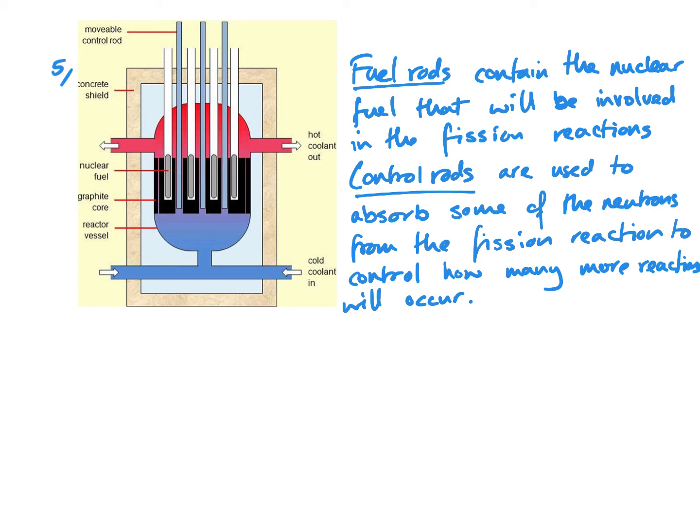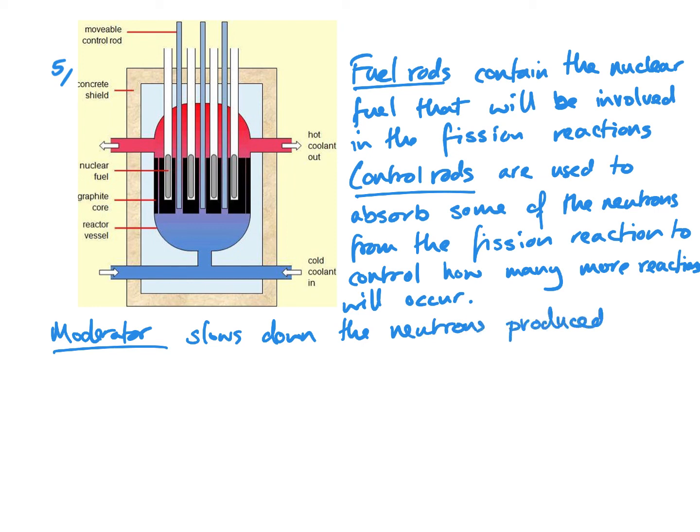You also notice here the mention of the graphite core, right? And that's called a moderator. So a moderator slows down the neutrons produced to enable them to cause more fission reactions. Okay, if the neutrons are going too fast, they don't actually cause more fission.